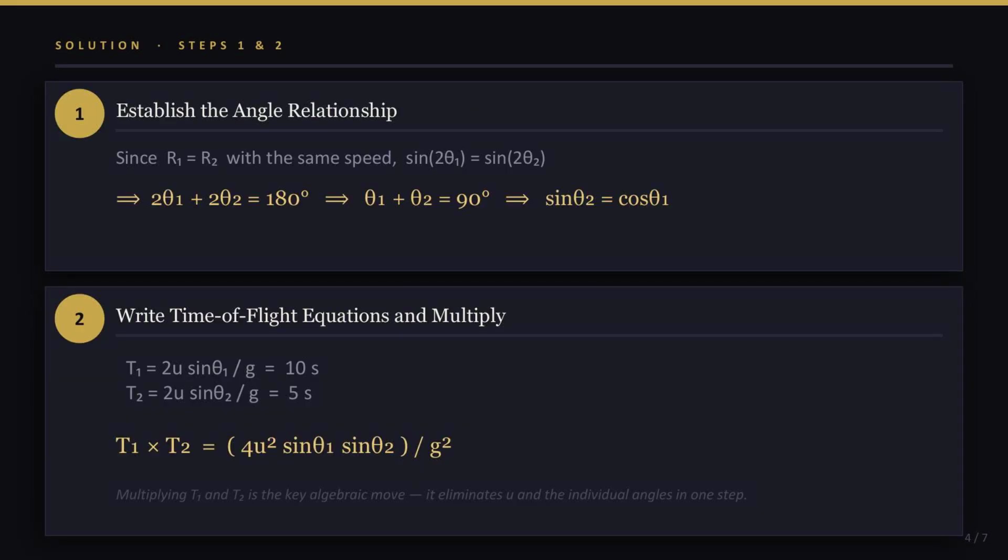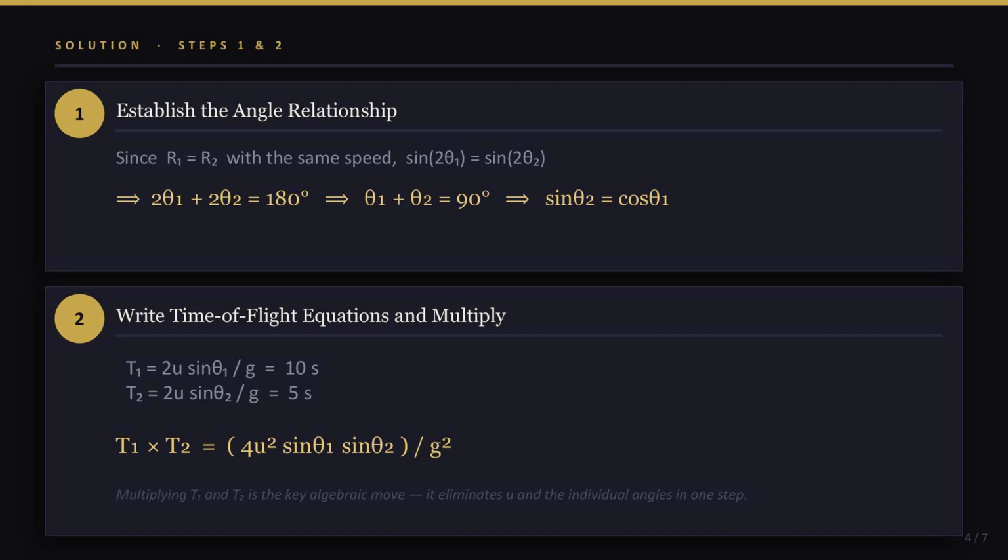Step 1. Since both projectiles have the same range with the same initial speed, the range formula tells us that sine of 2θ1 equals sine of 2θ2. This leads to 2θ1 plus 2θ2 equals 180 degrees. Simplifying, θ1 plus θ2 equals 90 degrees. This means sine of θ2 equals cosine of θ1.